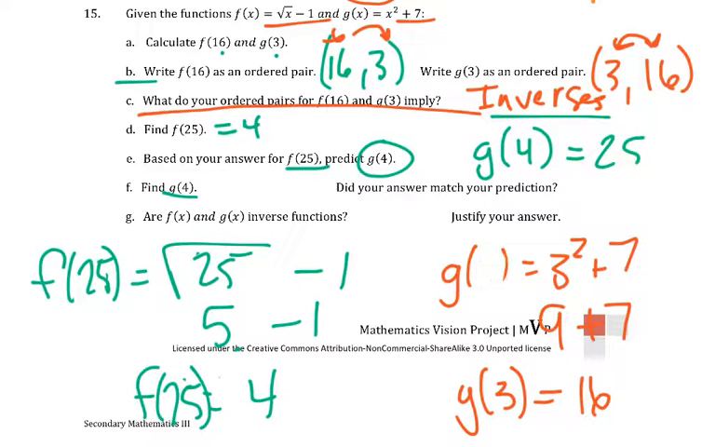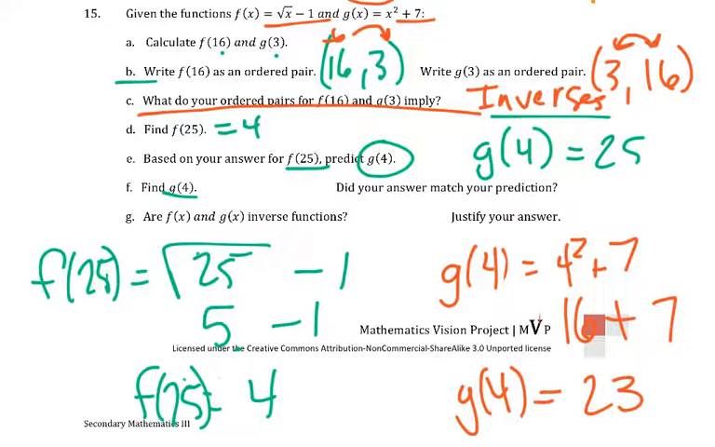So let's put a 4 in here instead of a 3. So 4 squared is 16. 16 plus 7 is 23. Did they match? No. So are they inverse functions? No, because they would have to work the whole time. Just because they work in one instance doesn't mean that they're going to work the whole time. Okay?